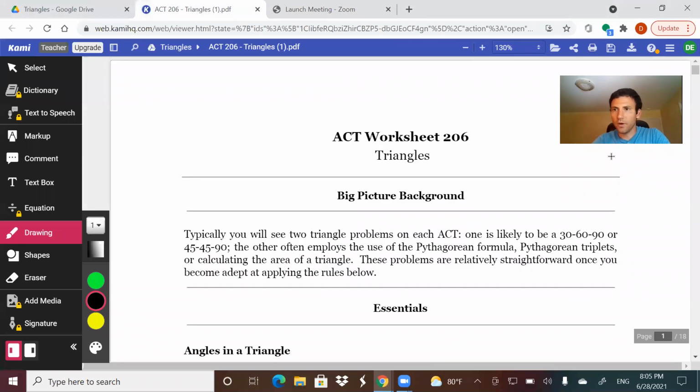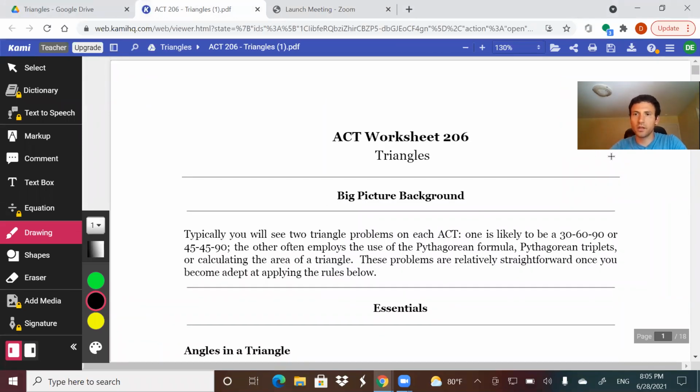All right, welcome. This is ACT worksheet 206, triangles. It's one of four worksheets that deal strictly with geometry before trigonometry. You have 205, which is angles, 206, triangles, 207 is circles, and I believe 208 is quadrilaterals.